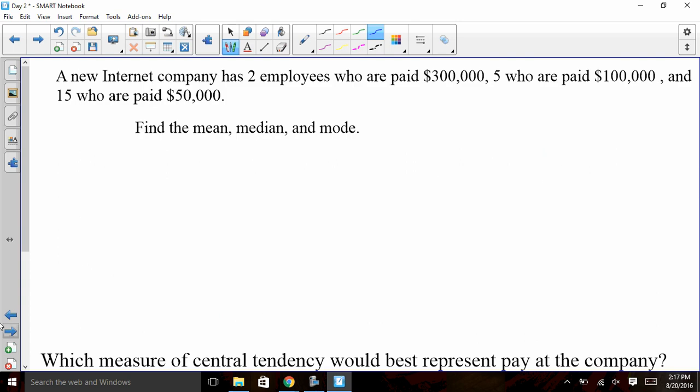All right, let's look at this example together. A new internet company has 2 employees who are paid $300,000, 5 who are paid $100,000, and 15 who are paid $50,000. Find the mean, median, and the mode.